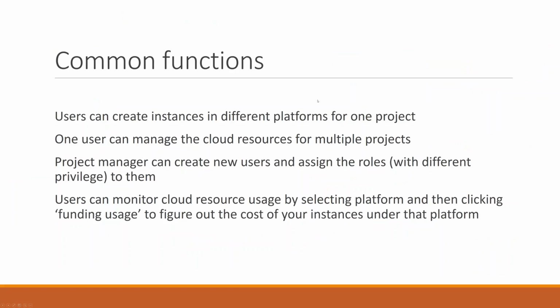So there are some common functions. Users can use the ECITE interface to create instances on different platforms, AWS, OpenStack, Eucalyptus, for one project, or you can also use the ECITE environment to manage multiple projects running in the environment. And you can also create new users and assign roles within that project as a project manager. So different roles will have different privileges. For example, some of them will be able to create a virtual resource, which really means costing some funding to support the project operation.